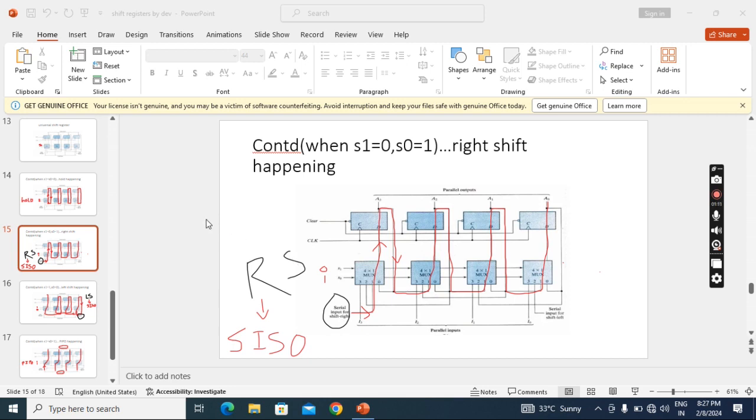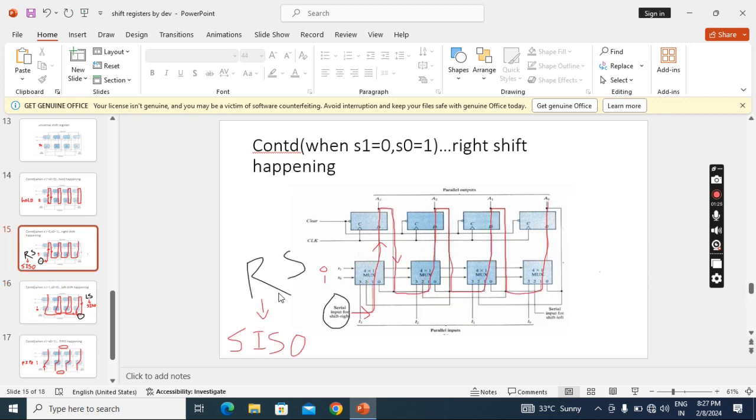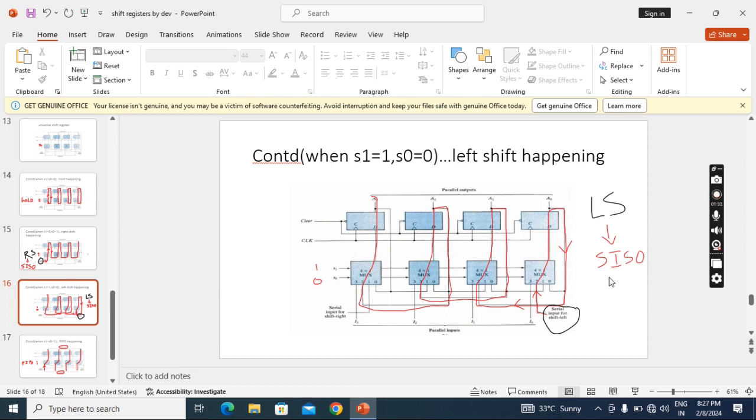Okay, now we'll see what happens when I apply S1 equal to 1 and S0 equal to 0. In this case, here I am giving input. Previously I gave input here at the left side, so it was right shift. Now I am giving input at the right side, it will become left shift. Now 10 means decimal value 2. So this select input 2 will be selected. I am giving serial input here.